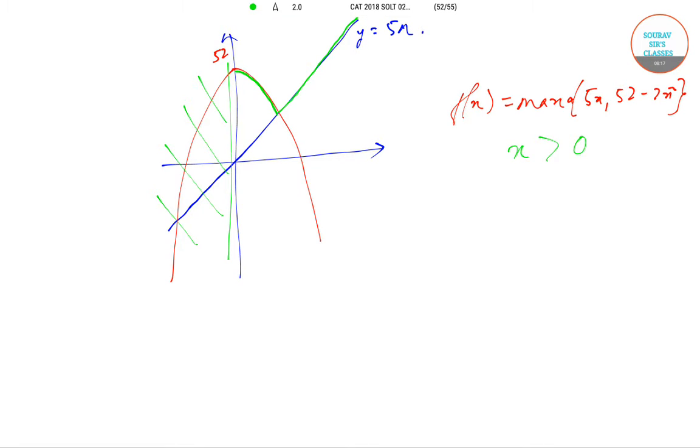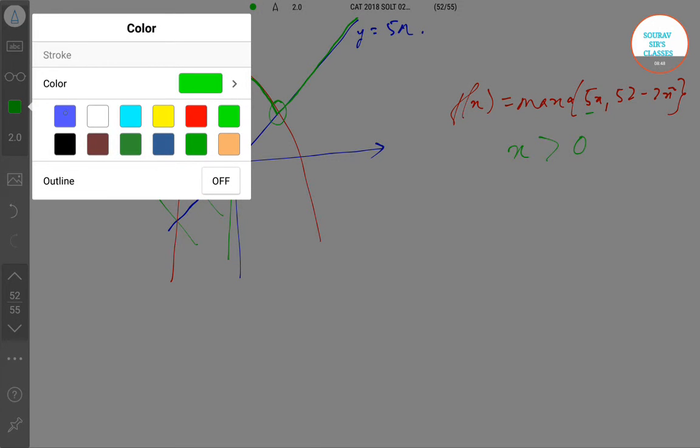Okay, as you can see from the graph, the function which is given by the maximum of 5x and 52 minus 2x square will be minimum at the point at which they intersect. So if we find out the value of x for which 5x is equal to 52 minus 2x square, then we'll get the minimum value of the function f of x. So that is what we'll try to do now. Let me revert back to my original ink color.